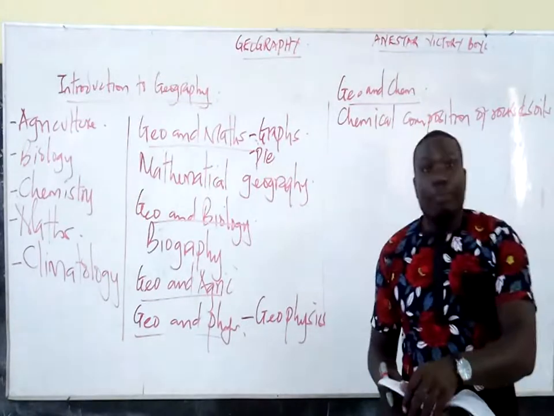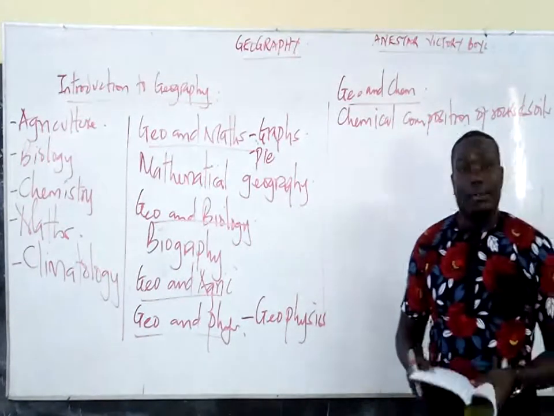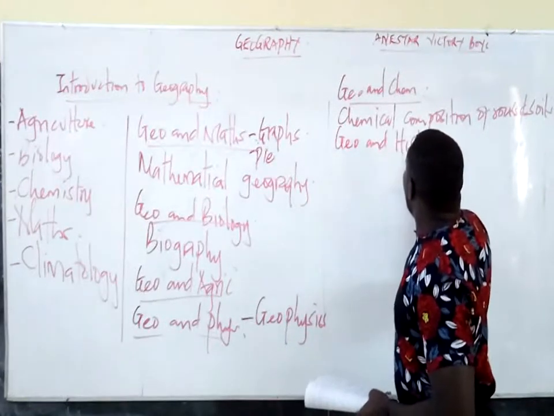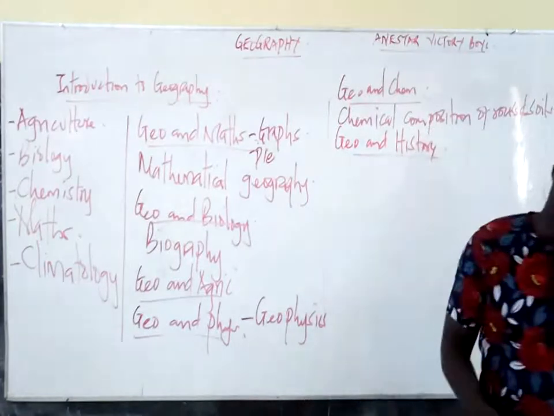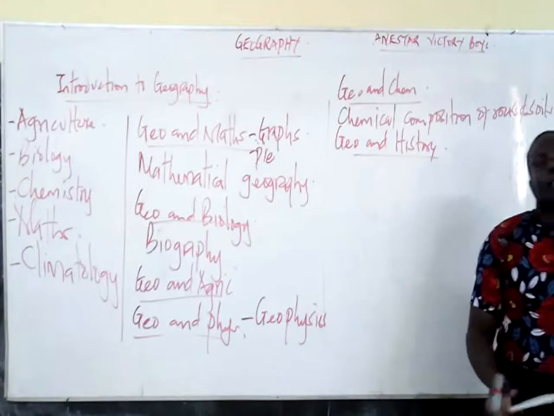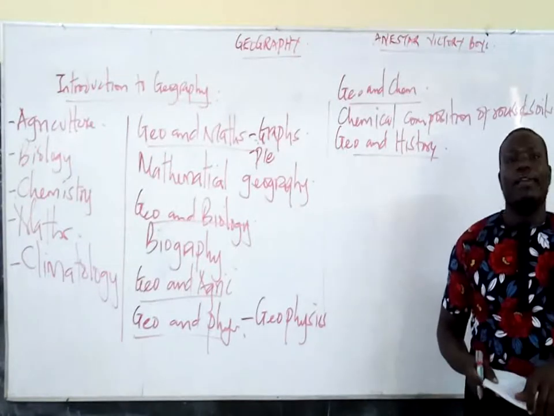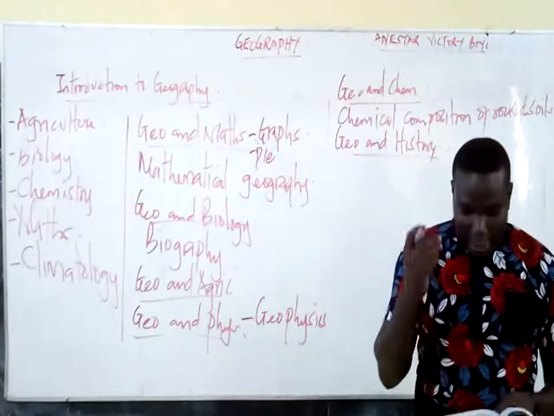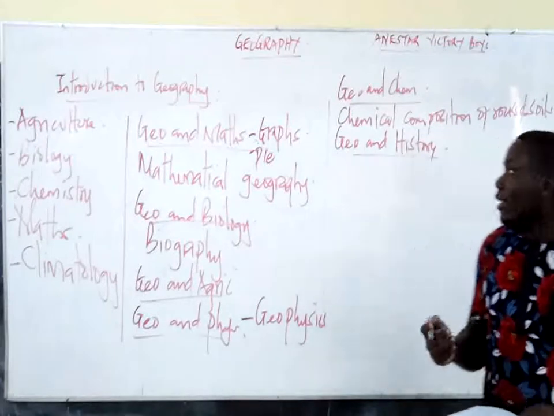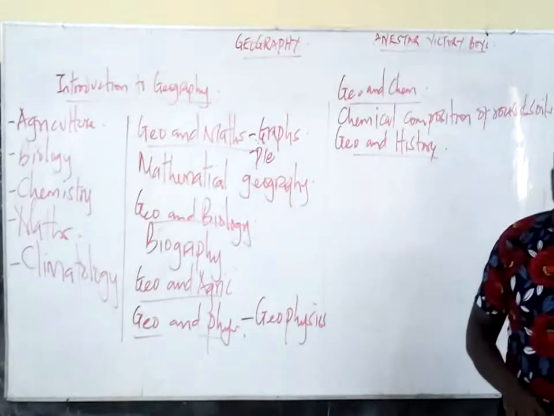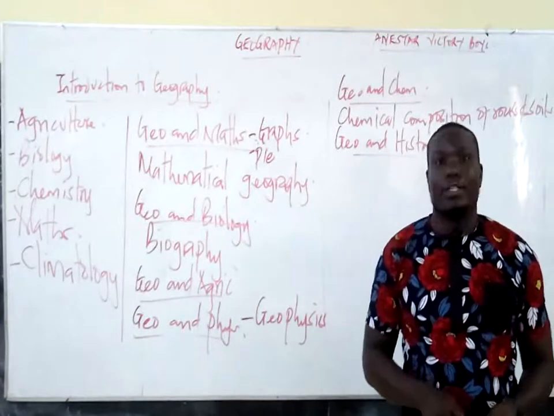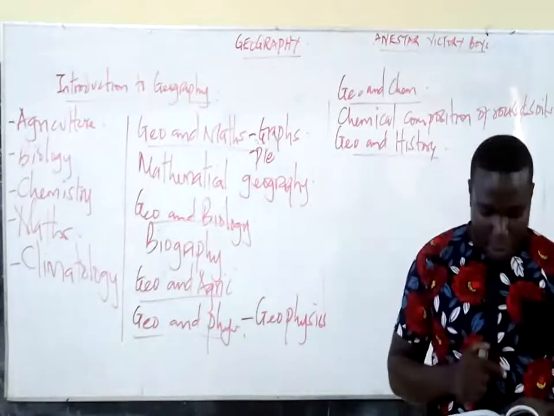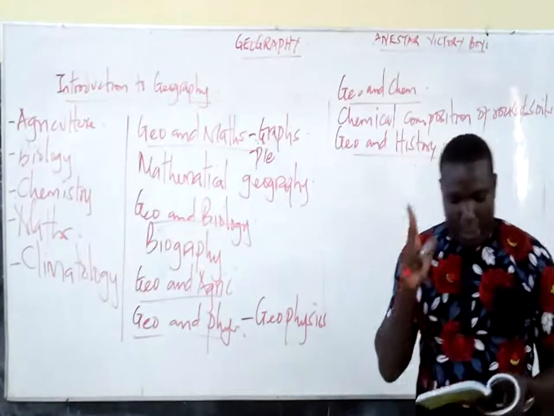And then apart from geography and chemistry, we also have geography and history as another discipline. How do geography and history relate? History is the study of past events or the records of past events, while geography explains where these events took place. We cannot talk of past events without having the knowledge of history. And therefore, we must have this knowledge of history for the relationship between these two disciplines.